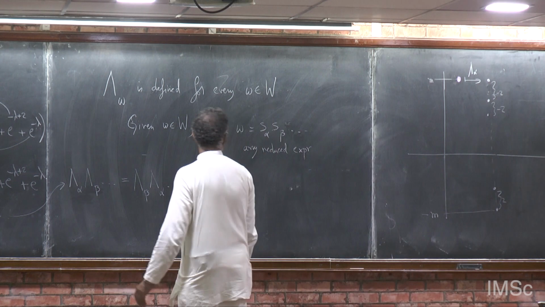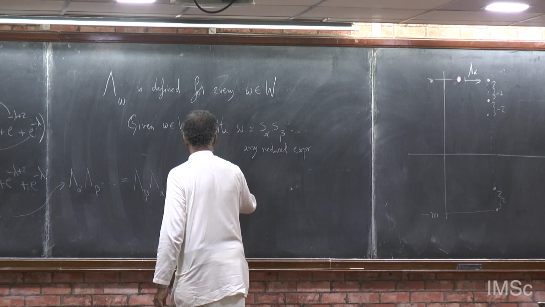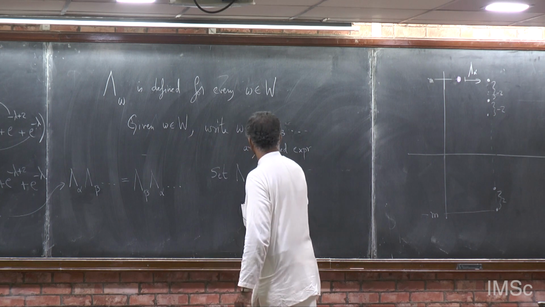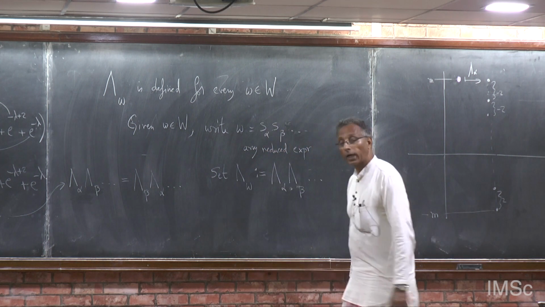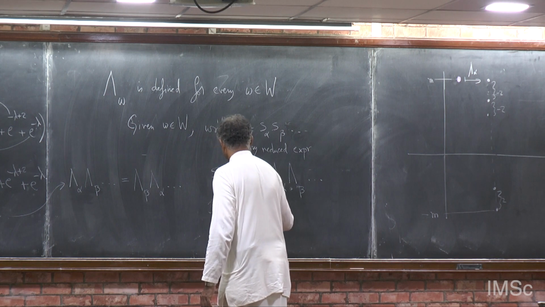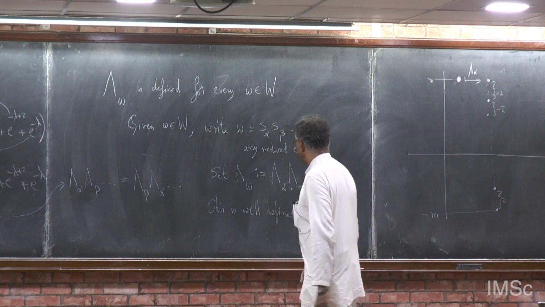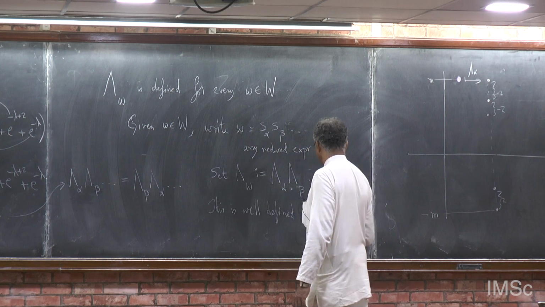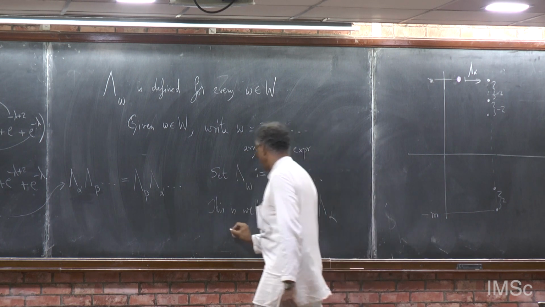Okay? And define this, and this is well defined because of the braid relations, because lambda alpha satisfy braid relations.